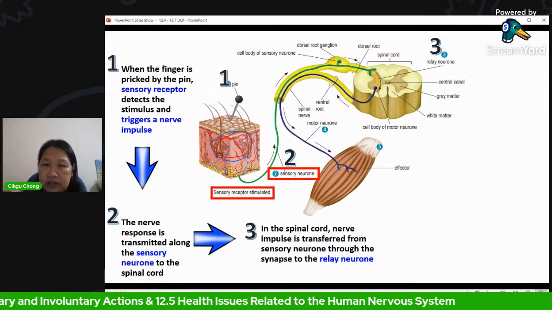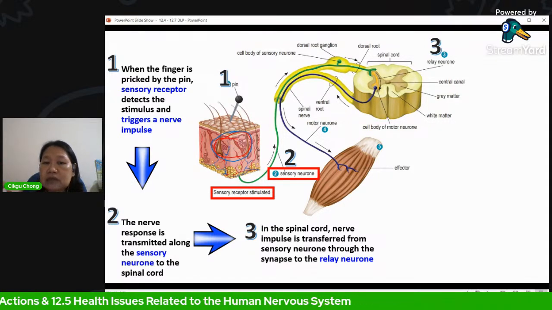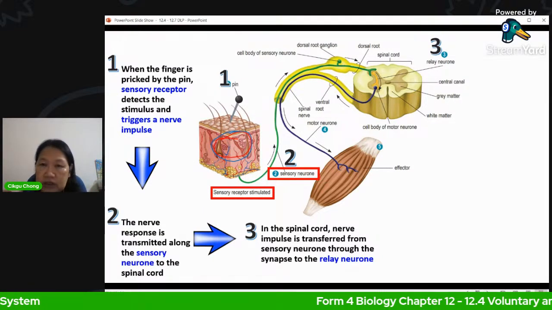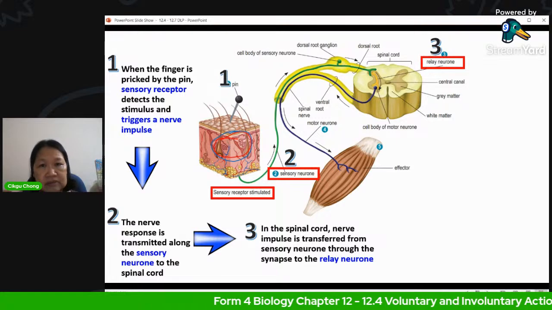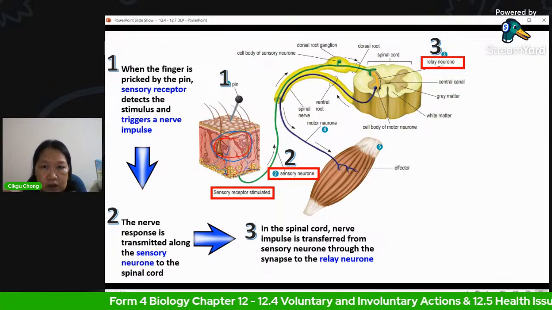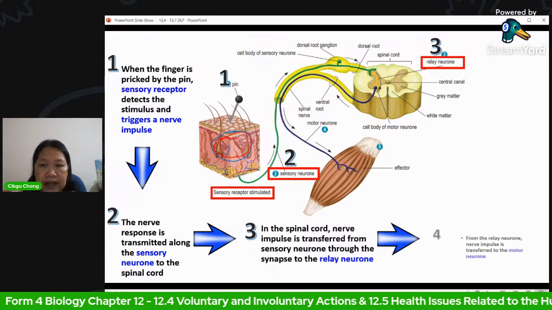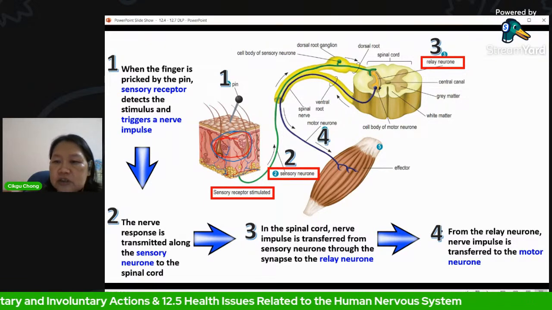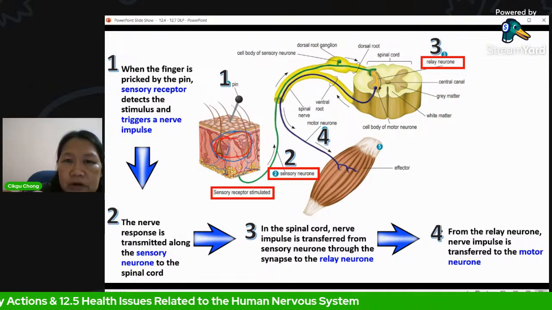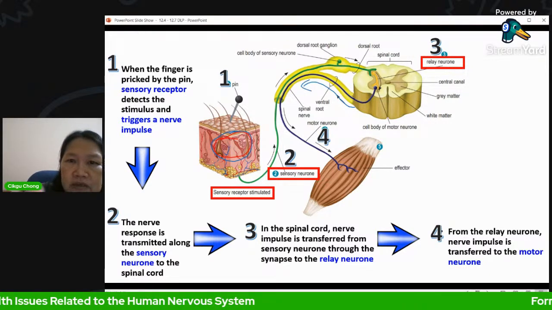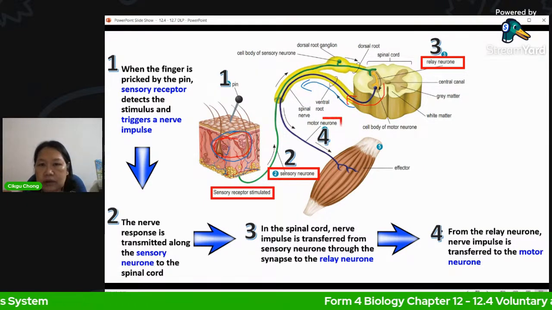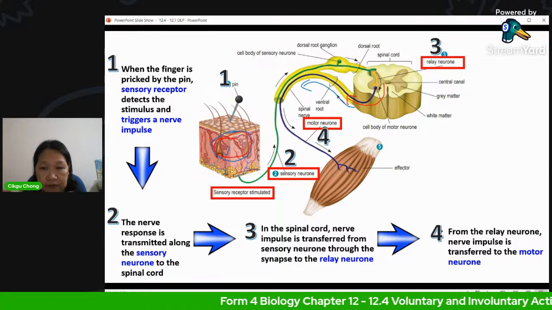Right now, the impulse has already reached the spinal cord. The nerve impulse is transferred from the sensory neuron to the relay neuron. So there is another neuron here, you see the relay neuron. The impulse now reaches the relay neuron. Next, number 4. From the relay neuron, the nerve impulse is transferred to the motor neuron, so the impulse comes out. This is the motor neuron, number 4.